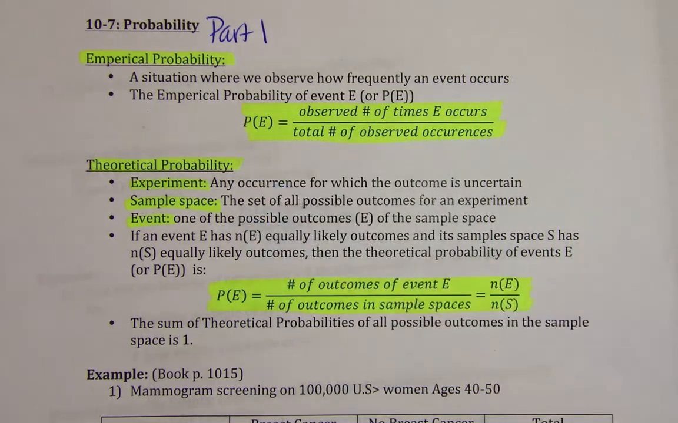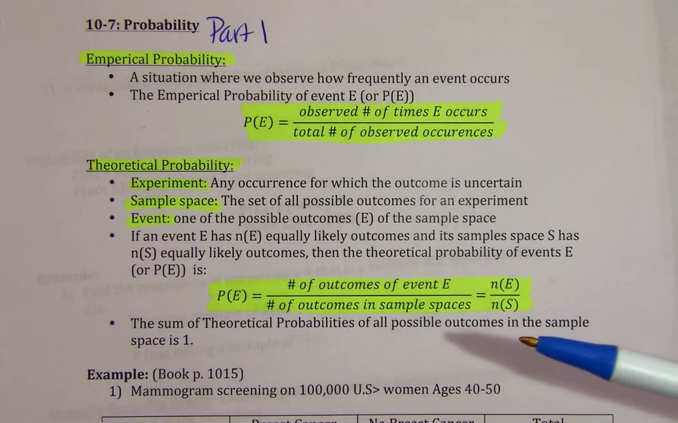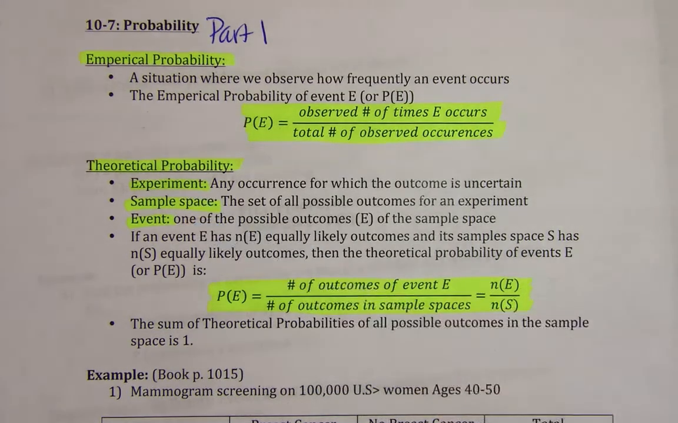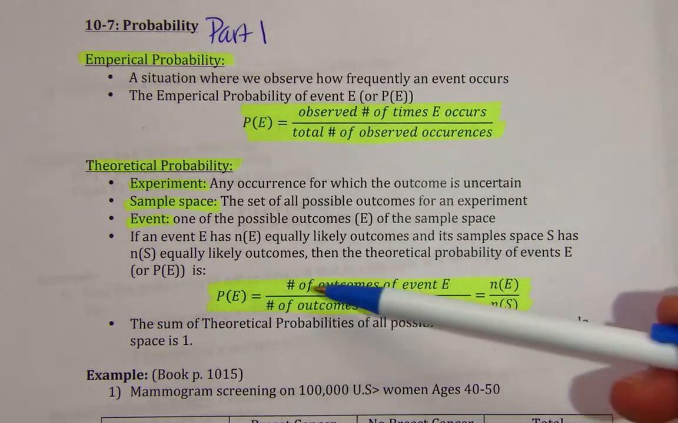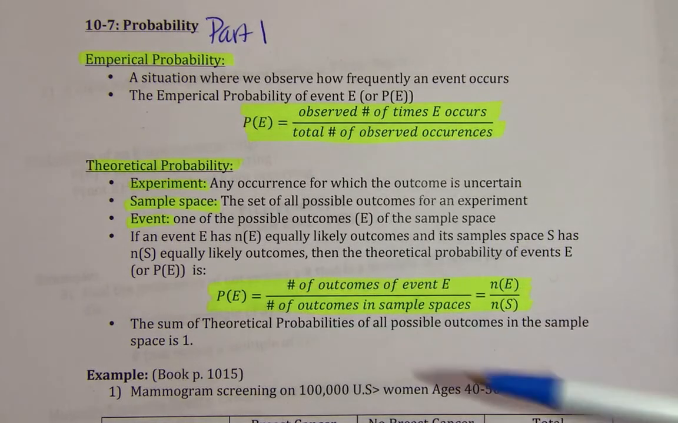The sample space is the set of all possible outcomes for an experiment. So if I'm looking at the probability of rolling a 2, the sample space would be all of the possible outcomes, which is 1, 2, 3, 4, 5, and 6. And then an event is a specific outcome that we're looking at observing. So the number of outcomes of event E out of the total number of outcomes in the sample space is theoretical probability.